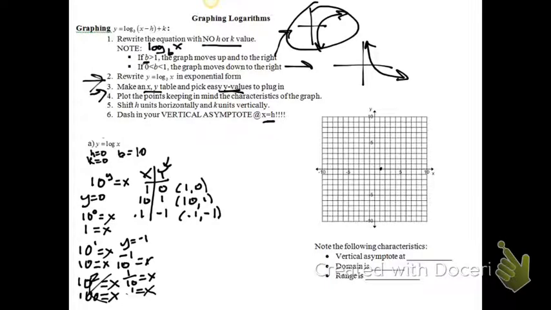When we plugged in 10, we got 1, so that's right there. And then when we plugged in 0.1, we got negative 1, which would be right here. So we plotted our points. We don't have to shift because our h and k is 0. My vertical asymptote is going to be the line x equals h, which in this problem is x equals 0. Guys, that's the y-axis. So what I'm going to do is dash in a line here.